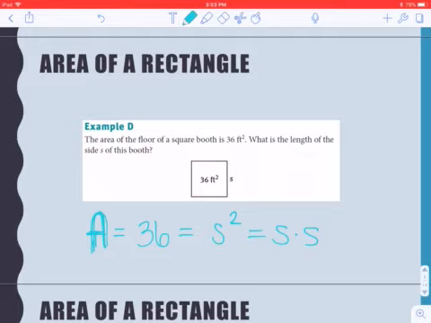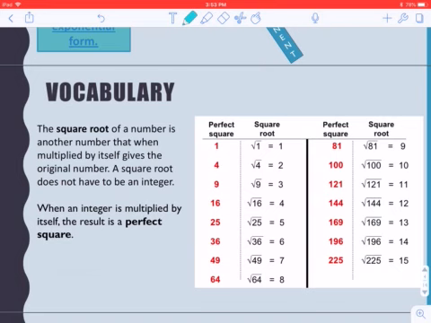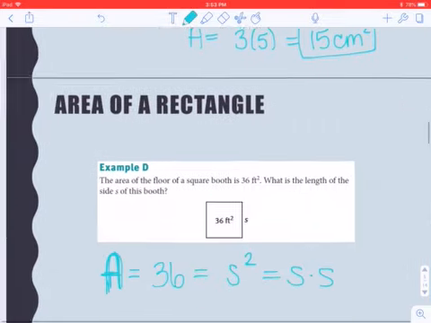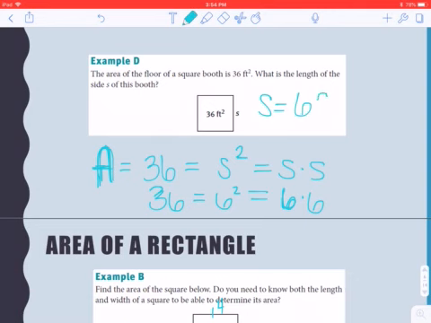Hopefully you already knew that, but you could go back up to this handy dandy table and find that 36, we've got the square root of 36 is 6, because 6 times 6 is 36. So in this example, the side length is 6 feet.